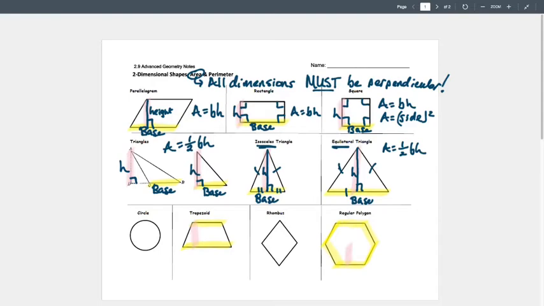An equilateral triangle is a little more special too, though. I'm going to add something on here if I can erase this. Let me kind of erase all that.